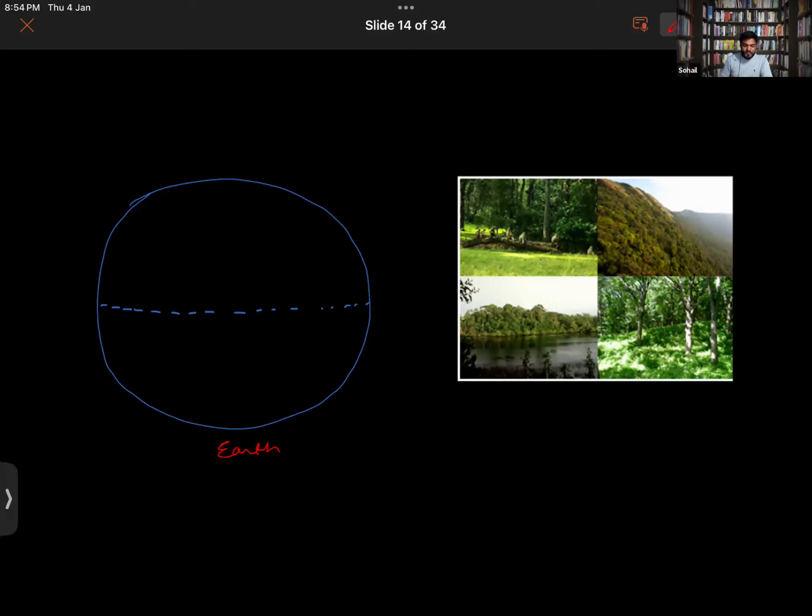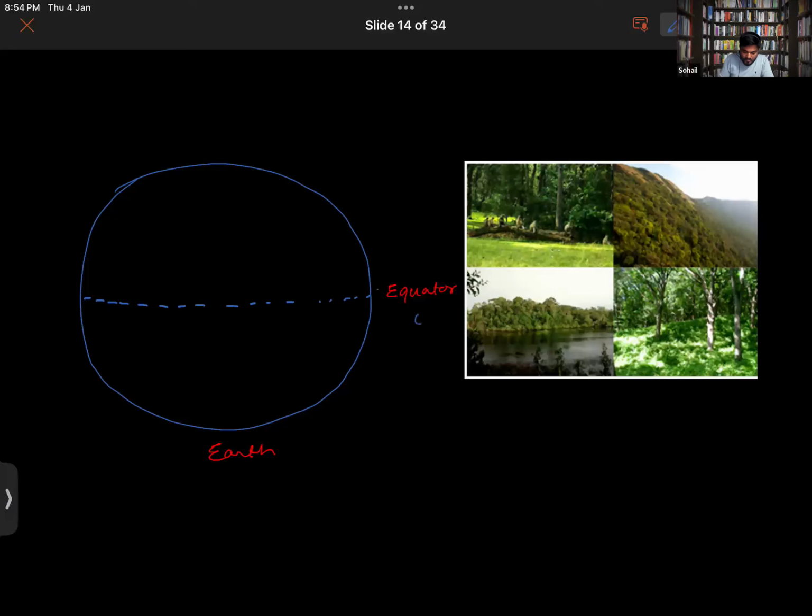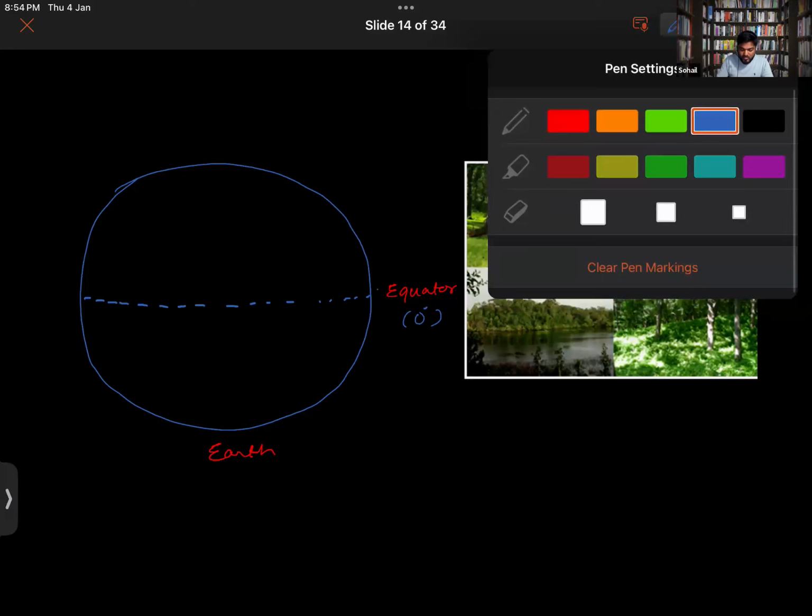Now see, if I were to look at this part of earth, I have drawn an imaginary line. Anyone knows what we call this imaginary line? Equator. Very good. We have drawn an imaginary line over here that divides the earth into two equal halves, and that is at 0 degree. That we call the equator.